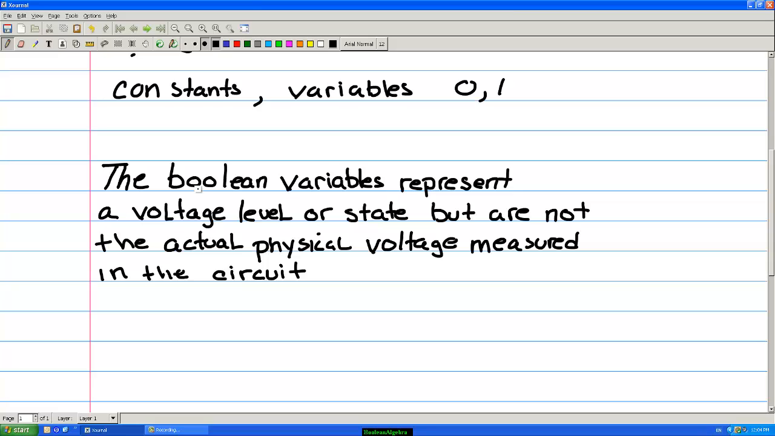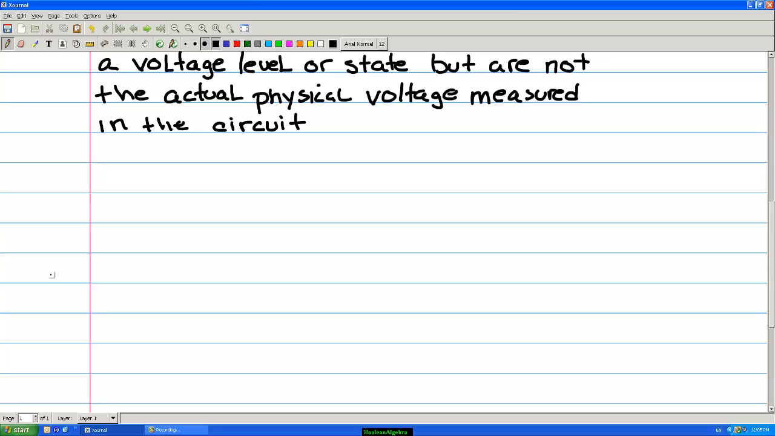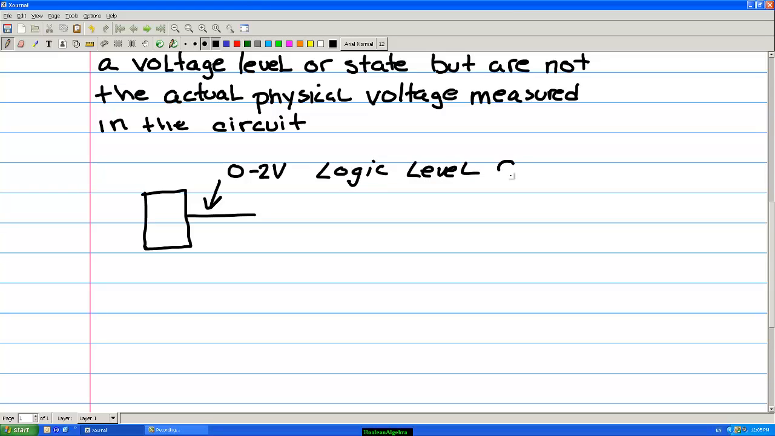Now, the Boolean variables represent a voltage level or a state, but are not the actual physical voltage measured in the circuit. A Boolean value of 0 might be assigned to a voltage value between 0 and 2 volts. So if we were to actually go into some circuit, let's just have a block here, and we measured a voltage here, it could be anywhere from 0 to 2 volts, but we're going to say that that is a logic level of 0.